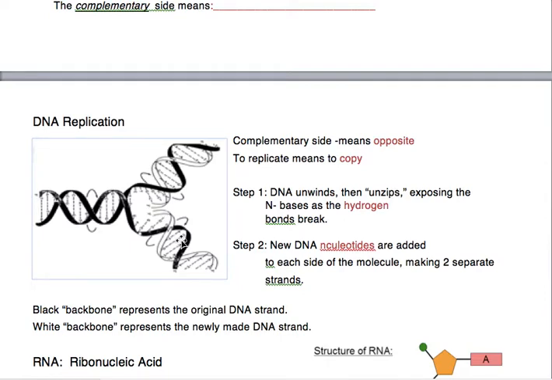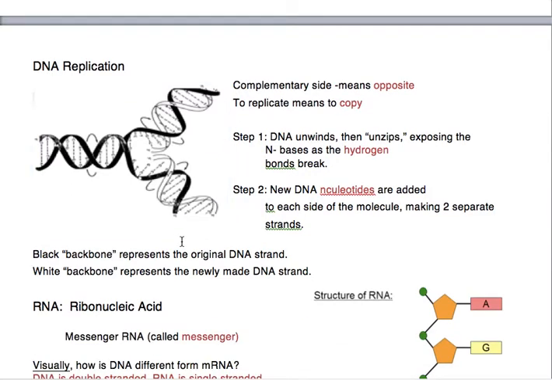And we know from the mitosis unit that in the cell cycle, this occurs during S phase. So you have G1, S, and G2. So S phase is when the DNA is copied.